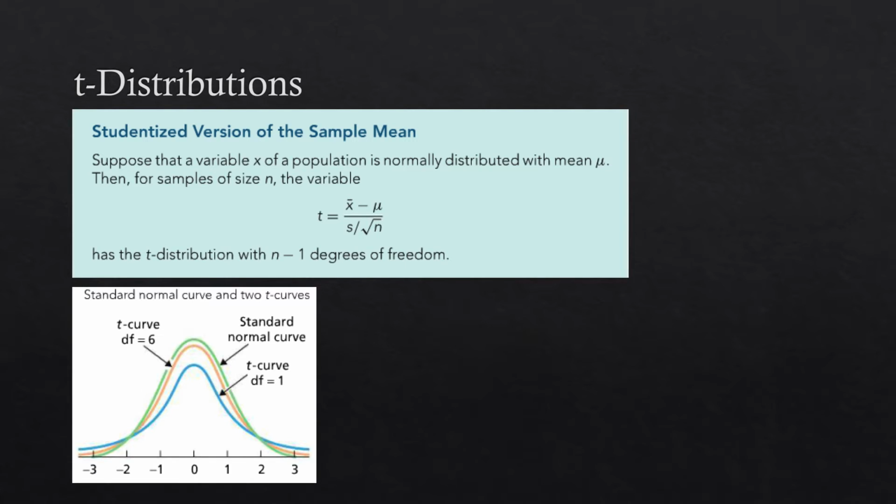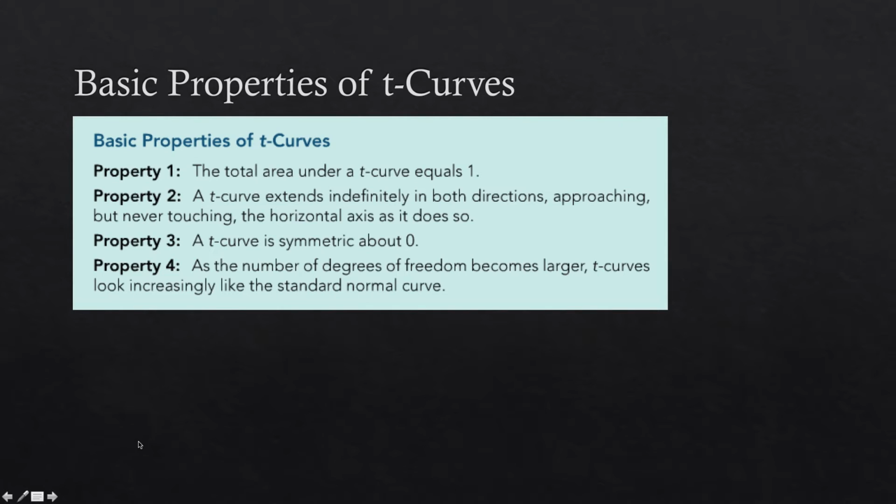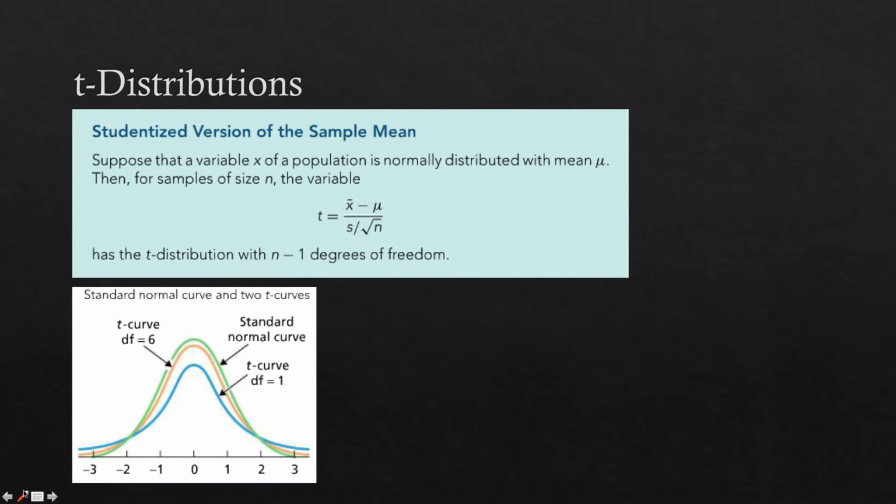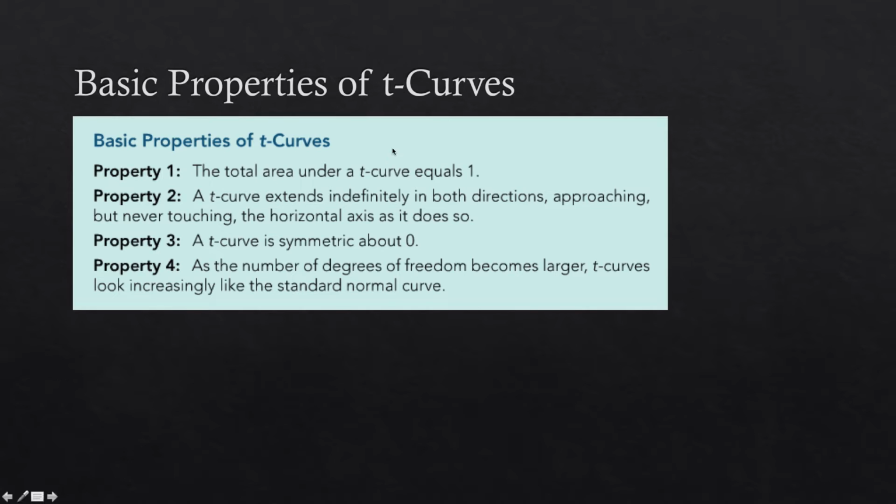If you look down here at our graph, it shows your standard normal curve, our z-curve, in green. Now, notice here's a t-curve with a degree of freedom of 1 in blue, and here's a t-curve with a degree of freedom of 6. See how different they are? Depending on the degree of freedom, your t-curve is going to be different. Here are some basic properties of t-curves. The total area under the t-curve equals 1. That sounds familiar, right? Sounds like a z-curve. A t-curve extends indefinitely in both directions, approaching but never touching the horizontal axis.